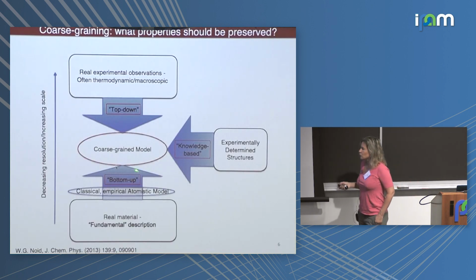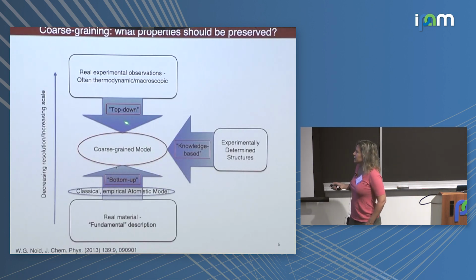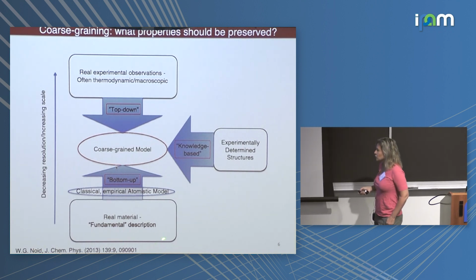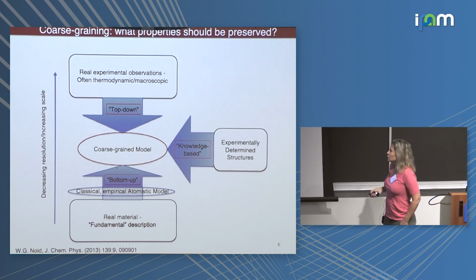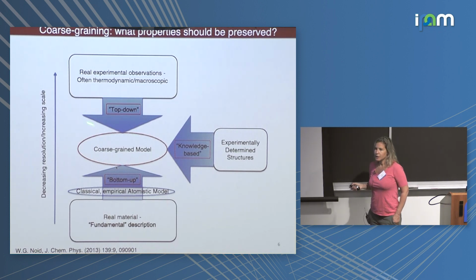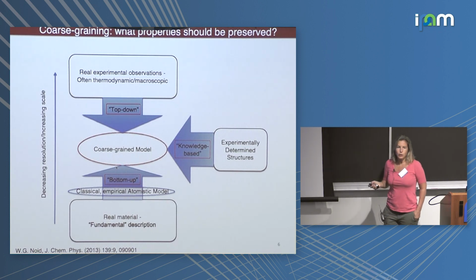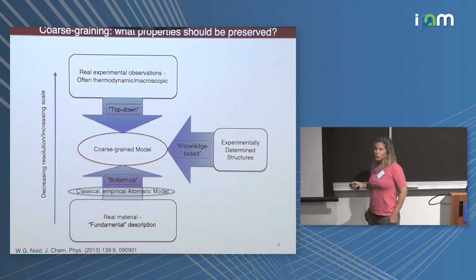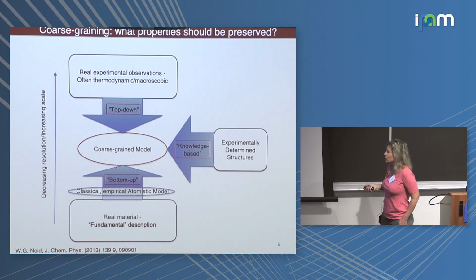There are different ways to do that. This is from a review that Will Noyd wrote a few years ago. I have stolen this image because it represents the idea very well. There are several ways to do coarse graining. It depends what you want to preserve, because you are reducing the dimensionality of the system. You cannot preserve everything. You need to decide what it is that you want to keep of the system of interest.